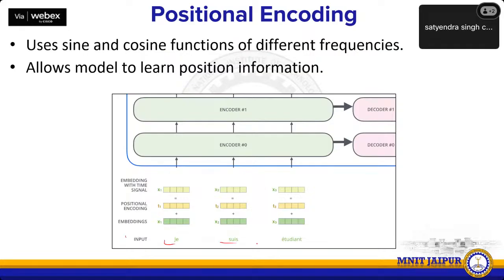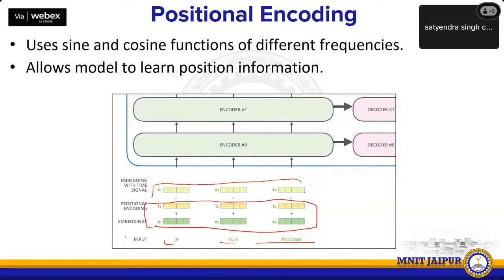So we have an input, we calculate the embedding, we add the positional embedding, and we get the embedding with a time signal, you can say, which has position information as well. This is passed to encoder 0, which has a self-attention mechanism, which gives you output, and then you pass it to encoder 1 and so on.